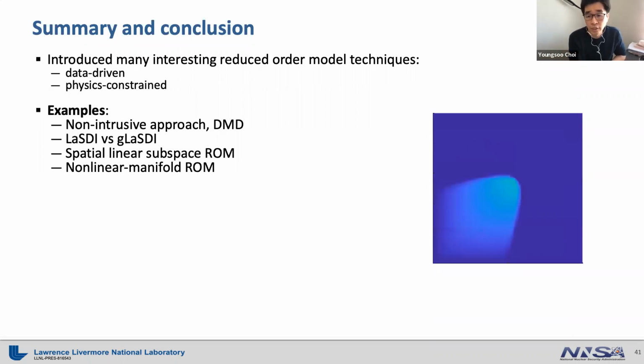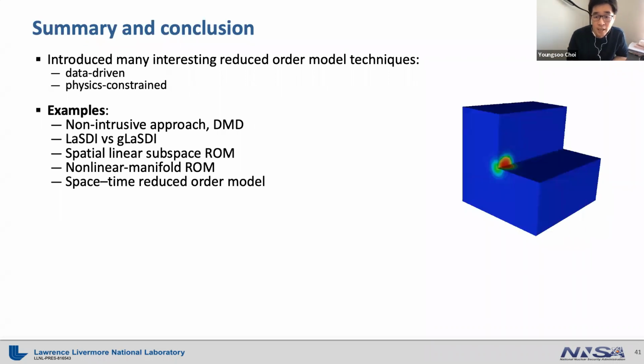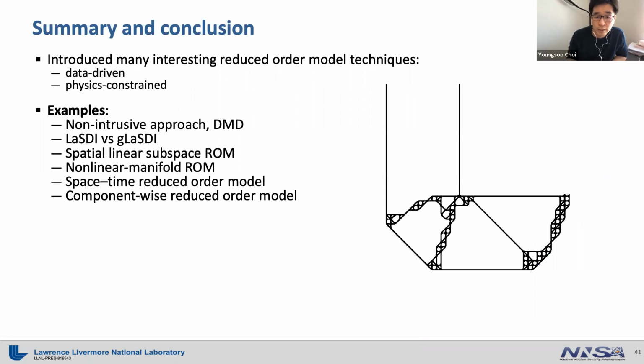Therefore, we introduced the nonlinear manifold reduced order model that finally achieves a speed up with great accuracy for advection-dominated simulations with small latent space dimension. The space-time reduced order model that achieves a 2,700 times speed up with a relative error of less than 1% for the particle transport problem was shown as well. And the component reduced order model for lattice structure design that accurately accelerates the optimization process considerably has also been introduced.